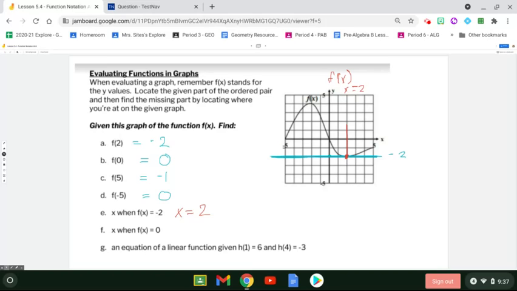Okay, let's do the same thing. I'm looking for an x value this time when I'm given the y value. So f of x, kind of like our y value, is equal to 0. I want to see what x value or values this occurs at. It hits right here and it hits right here. So what are those two values? It hits at x equals negative 5 and it hits at x equals 0. So two locations.